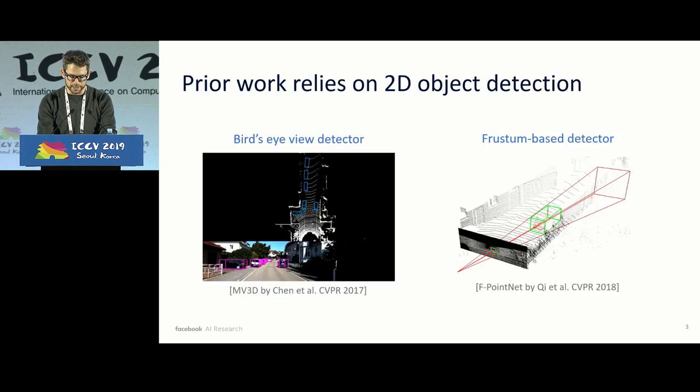Examining prior work, we realized it heavily relies on object detection in 2D. Both bird's eye and frustum-based detectors first project the scene to a top view or a frontal view. This may cause an irreversible loss of information.